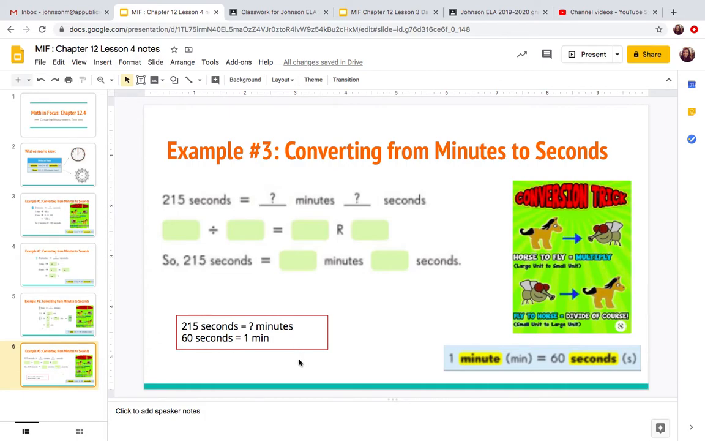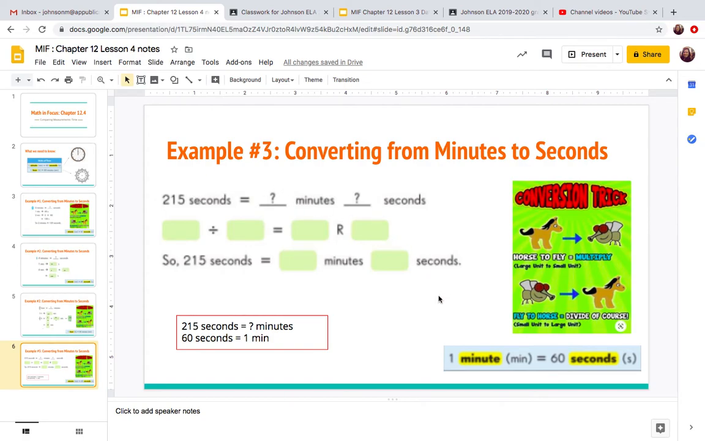Alright, looking here, same thing, except they wrote it out a little bit differently. They got rid of the conversion for you. So we're going from 215 seconds, and we need to make that into minutes. We're going from seconds to minutes. Is that something small to something big, or something big to something small? Are seconds bigger or are minutes bigger? That's right, minutes are bigger.